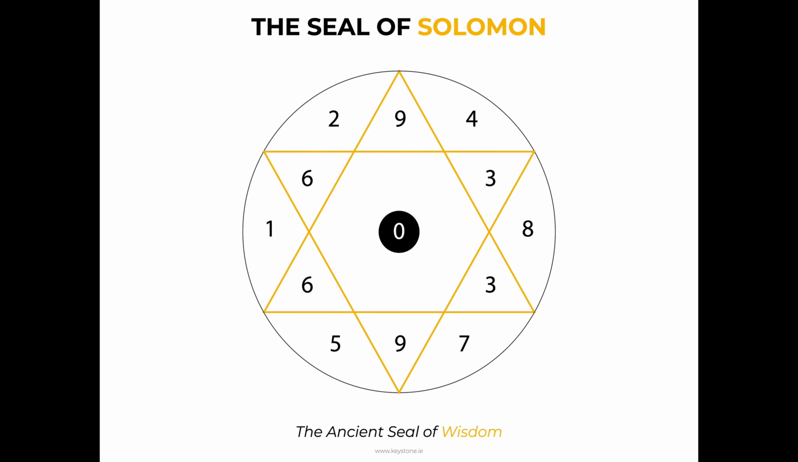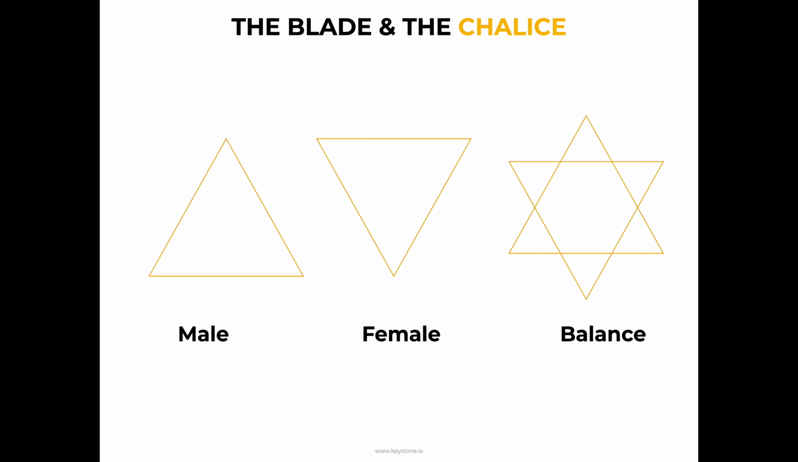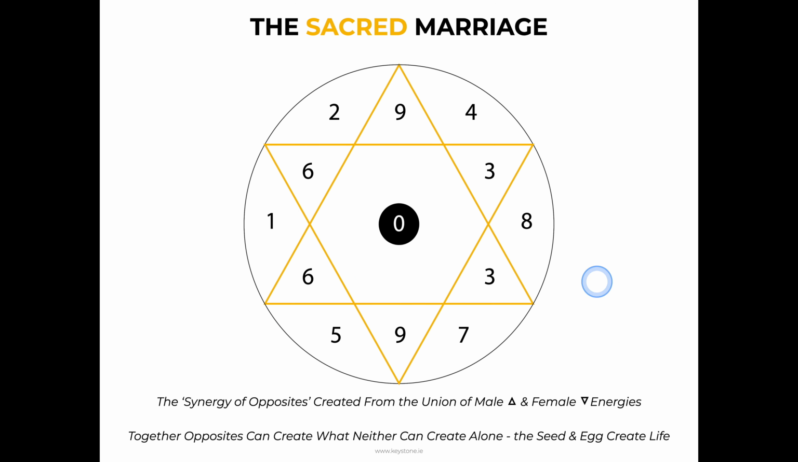This is the Seal of Solomon, the ancient seal of wisdom, and it perfectly fits Stargate maths. The Seal of Solomon consists of 2 triangles, the upward male and the downward female triangle, giving us perfect balance. This is called the sacred marriage. The synergy of opposites is created from the union of male and female energy, or masculine and feminine energy, or positive and negative energy, whatever terminology you wish to use.